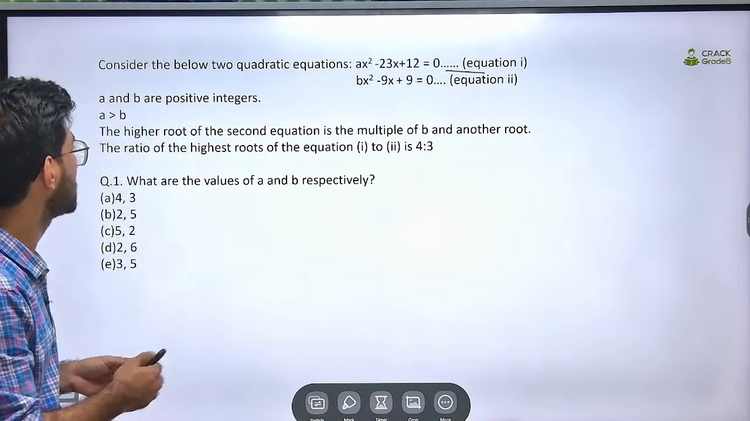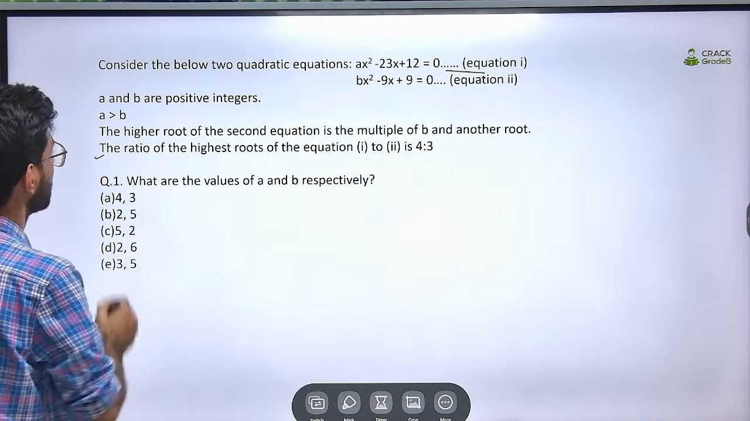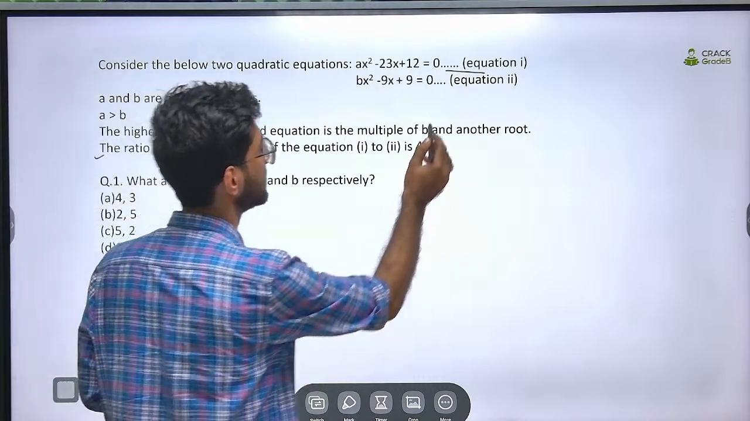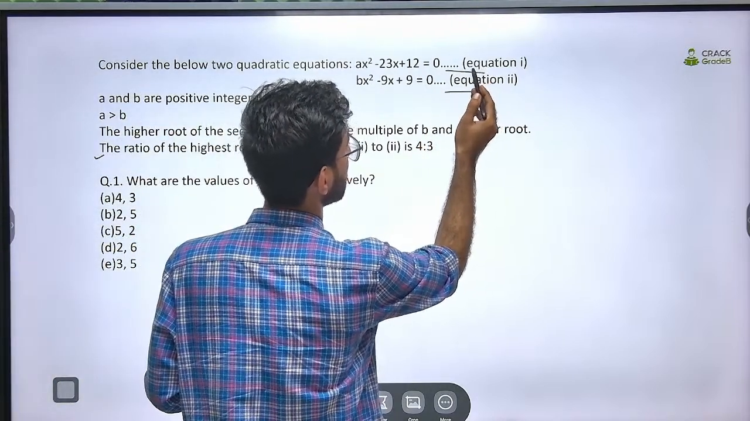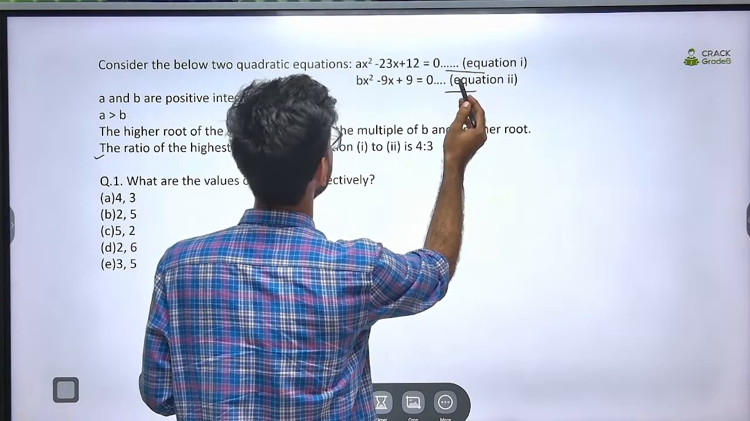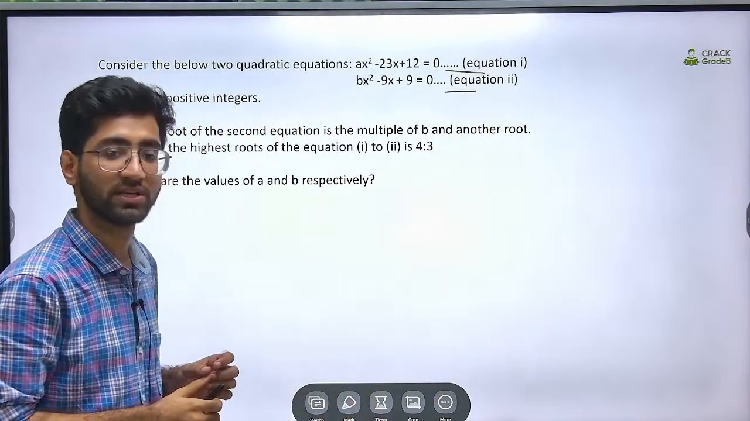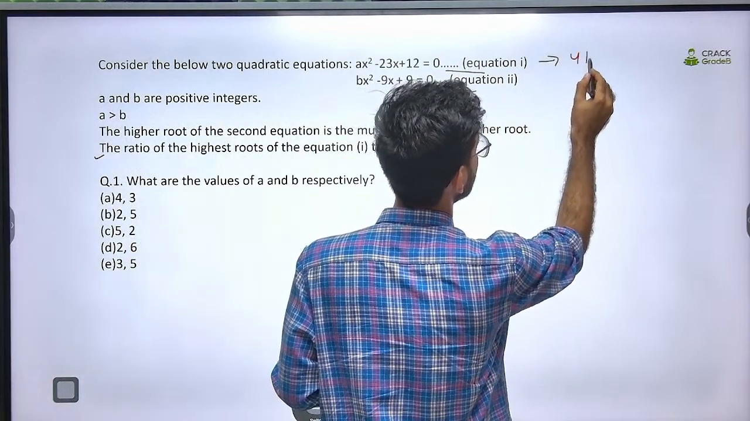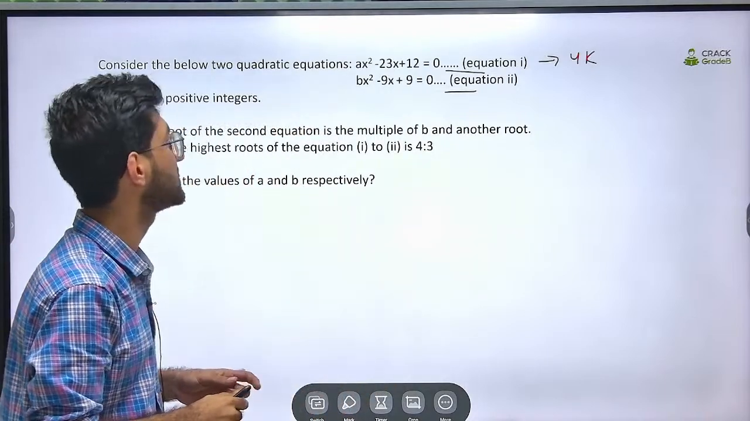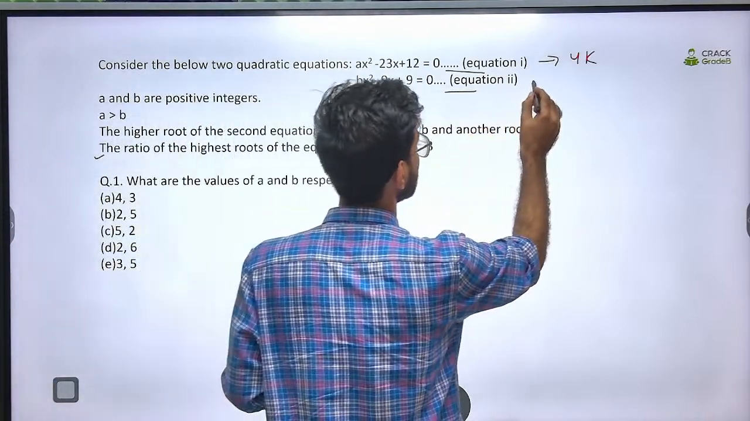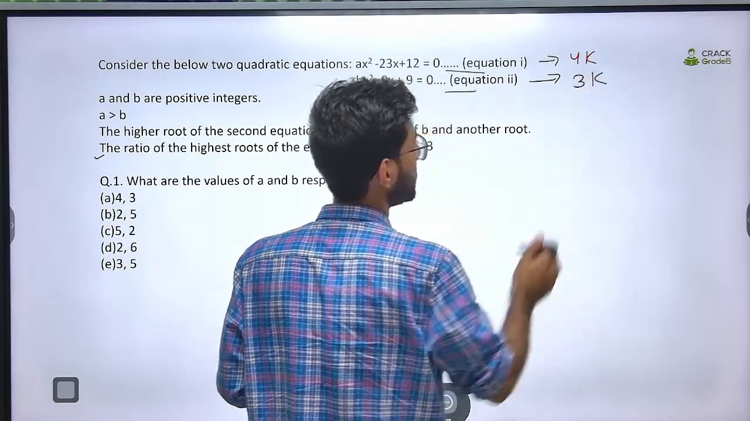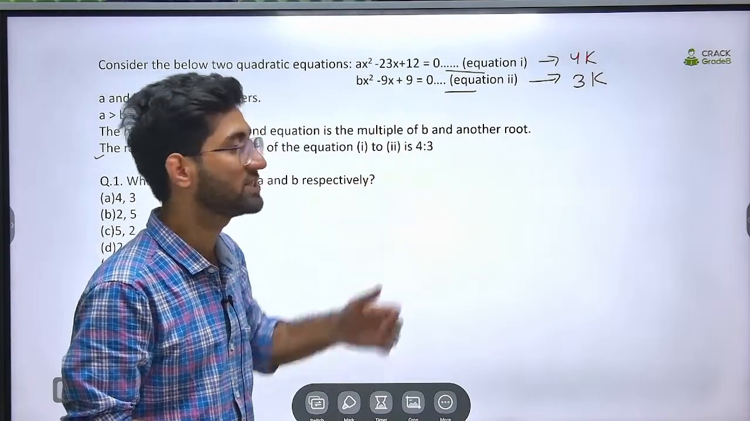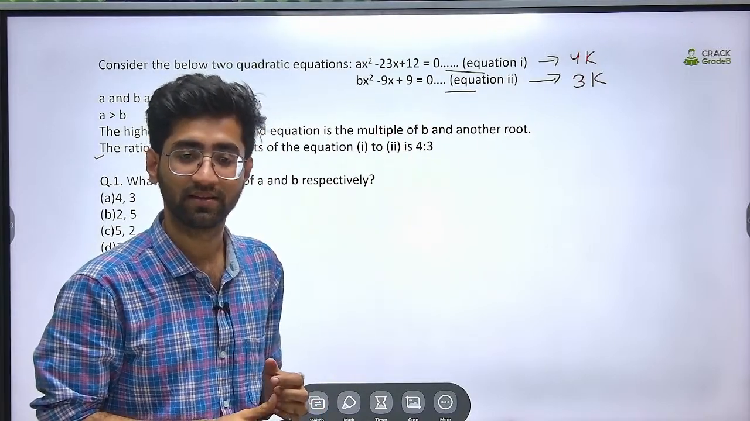If you read the question, look at the last line. The ratio of the highest roots of the equation 1 to 2 is 4:3. It means the ratio of the highest root of equation 1 and the highest root of equation 2 is 4:3. So can we say that the highest root of equation 1 is 4k and the highest root of equation 2 is 3k? Why? Because in the question it has been given that the ratio is 4 to 3, right?